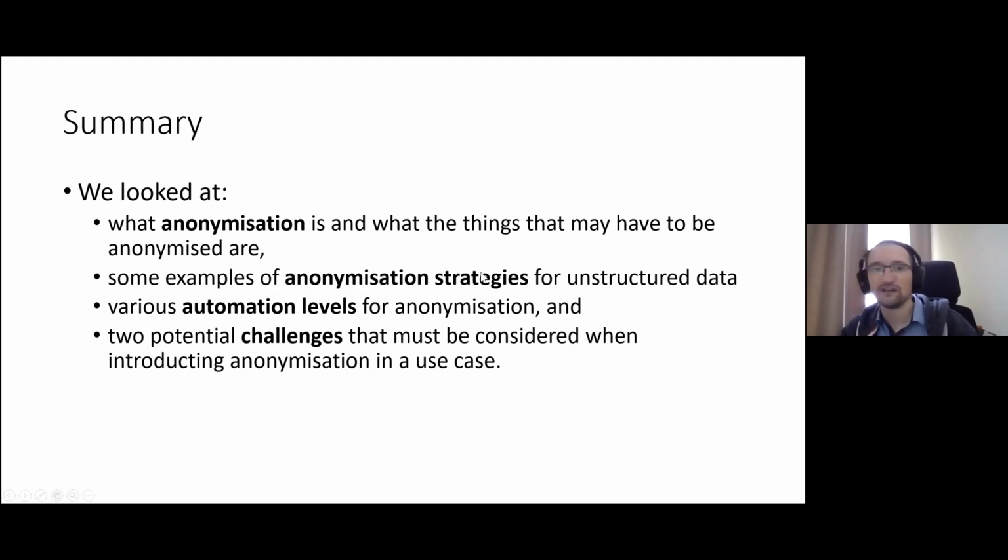So in summary, we looked at what anonymization is and what the things are that may have to be anonymized. We looked at some anonymization strategies, certainly not all, but those that are more common for unstructured data. We looked at automation levels, and we looked at two potential challenges that need to be addressed, or at least thought about, when considering anonymization.